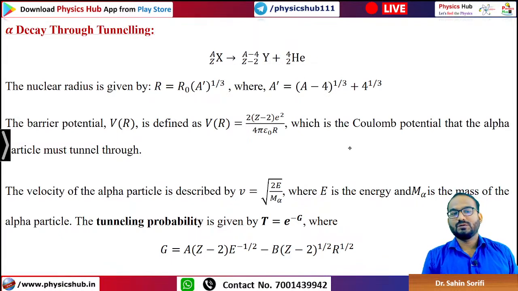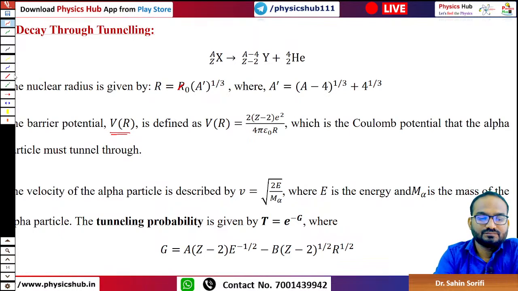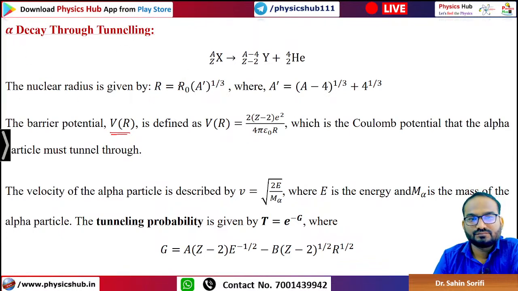If I want to calculate the barrier potential, this barrier potential will be different for different nuclei, depending on whatever nucleus X is; the barrier potential V of r will be different. The nuclear radius is given by r equals r naught into A to the power 1 by 3. Here you will consider r equals r naught, this small r naught, A prime to the power 1 by 3. Keep this in mind whenever you solve the problem. Here, instead of A to the power 1 by 3, we will write A prime.